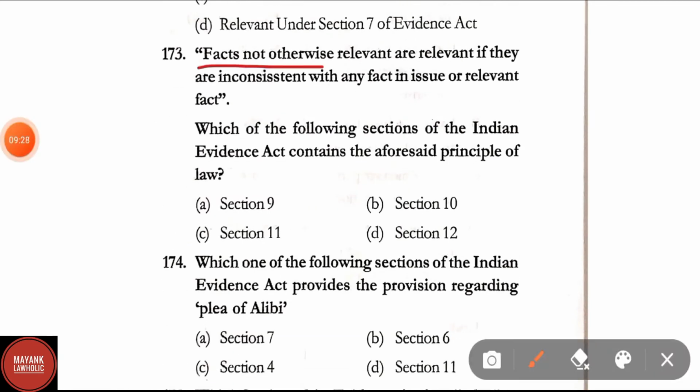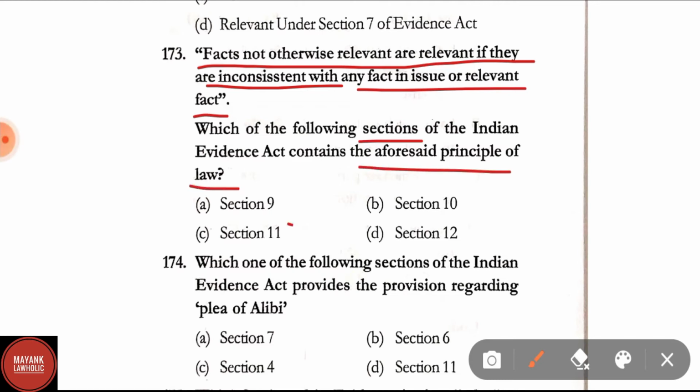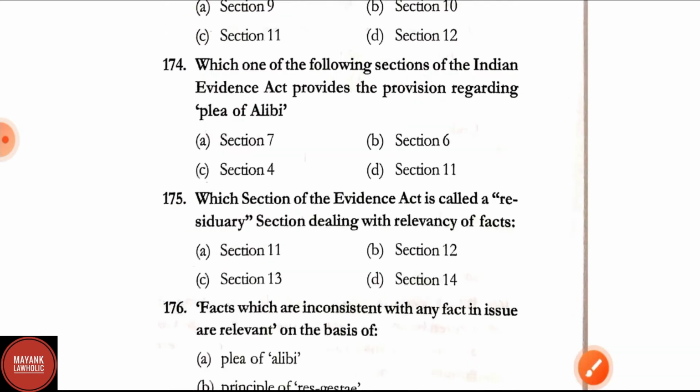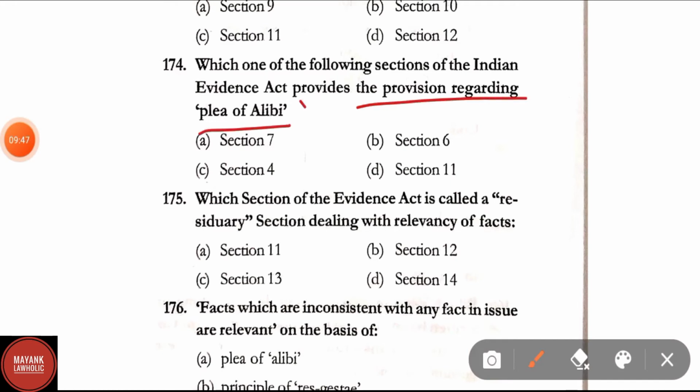Facts not otherwise relevant are relevant if they are inconsistent with any fact in issue or relevant fact. Which of the following sections of Indian Evidence Act contains the aforesaid principle of law? Correct answer is Section 11. Question number 174. Which one of the following sections of Indian Evidence Act provides the provision regarding plea of alibi? Correct answer is Section 11.